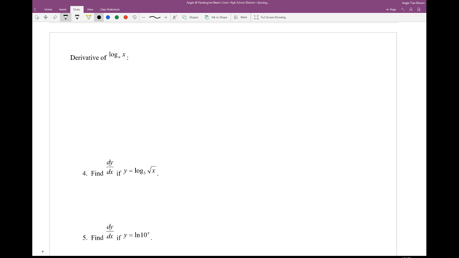So, derivative of log base a of x. Let me give you the rules first, but before I do that, let's give the restriction for a. A must be greater than 0, and a can never ever be 1. That's just the restriction for the domain of log.